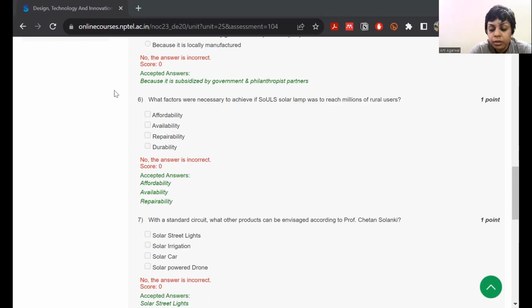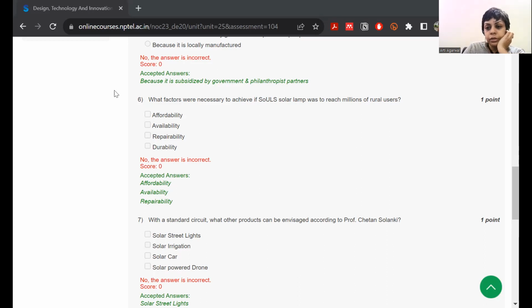And the reason it was easily repaired was because it was firstly locally manufactured, so people knew how to repair it. Secondly, most of the materials were local, so you could procure parts very easily. And thirdly, the accessibility: the place where it was repaired was very close by. So you had very easy access to the place where the lamp could be repaired. That is far more important than durability.